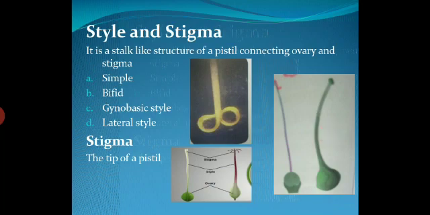Next one, the stigma. The stigma is the tip of the pistil. Then the pistillode. The reduced, sterile pistil is called a pistillode. For example, ray floret of head inflorescence in Helianthus.